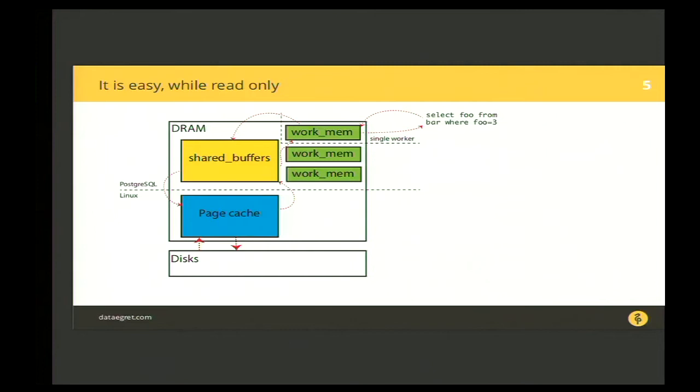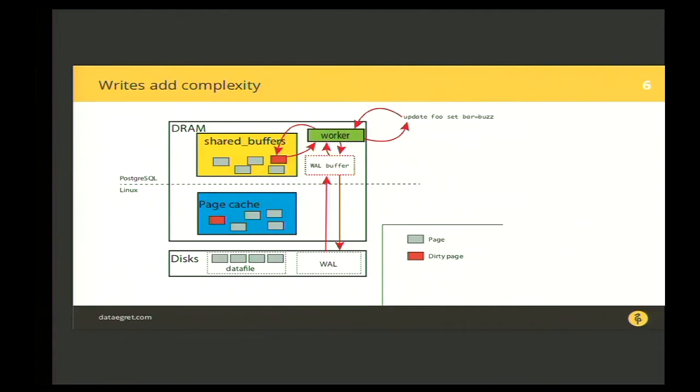But the big problem is, if we want not just to read the data, but to write the data. Because if we change something, this shared memory is no longer a copy of the disk. Those two things are inconsistent. So we change something in shared buffers, and the relevant page on the disk is different, because we just read it, changed it, and it is still in memory.